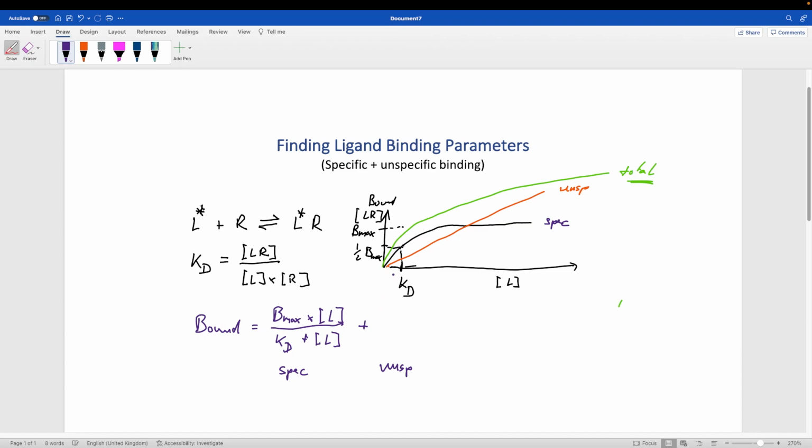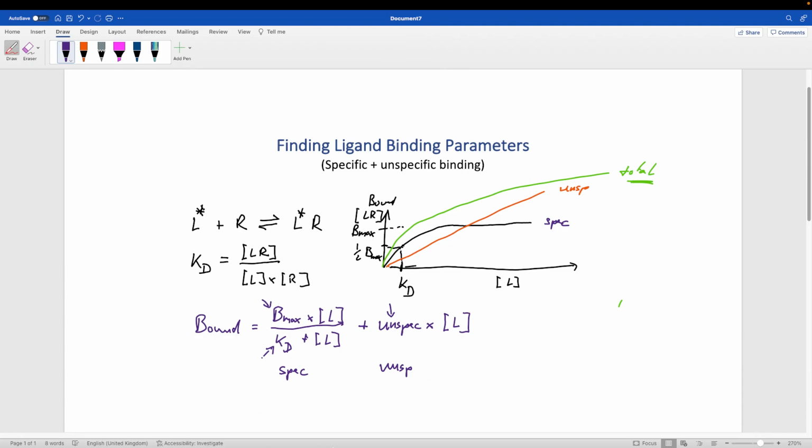Because it is usually a linear relationship, we are looking at the gradient. I call the gradient simply the unspecific component, times the ligand concentration. That gives us a new equation. This is actually an equation with three unknowns. We are looking for Bmax, we are looking for Kd, and we are looking at this gradient of the unspecific binding. Let's see if we can solve this from our experimental data.